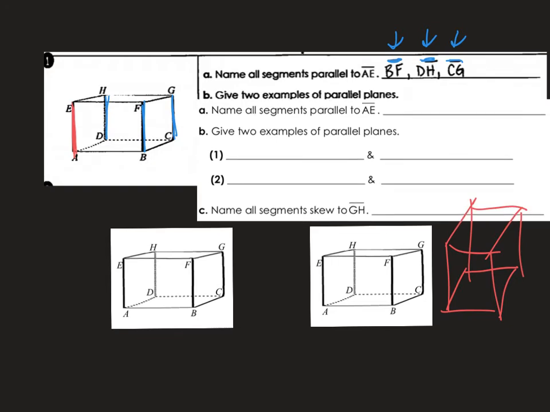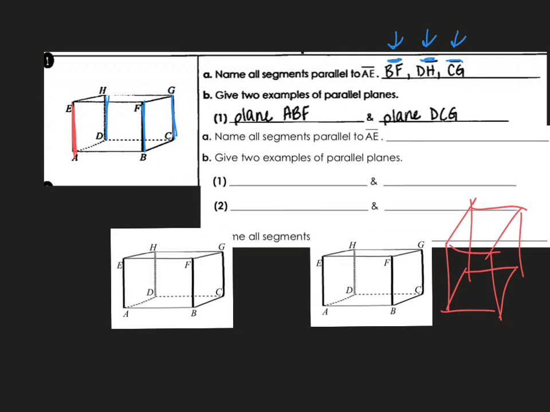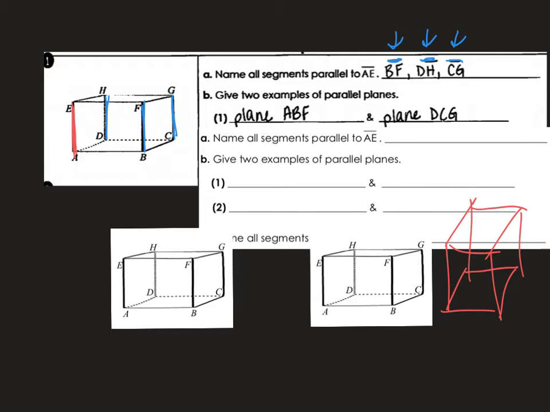Next, we have examples of parallel planes. First, I'll go with the example names. Plane ABF is the front of our figure here, this front piece. And who's the front parallel with? The front is going to be parallel with the back piece. So that's plane DCG. DCG is the back, and the front is ABF.